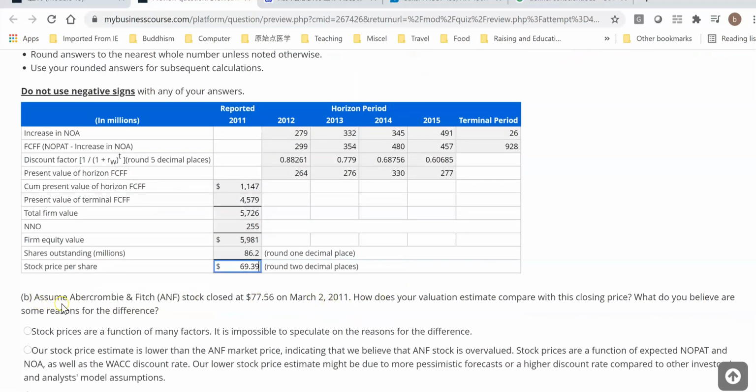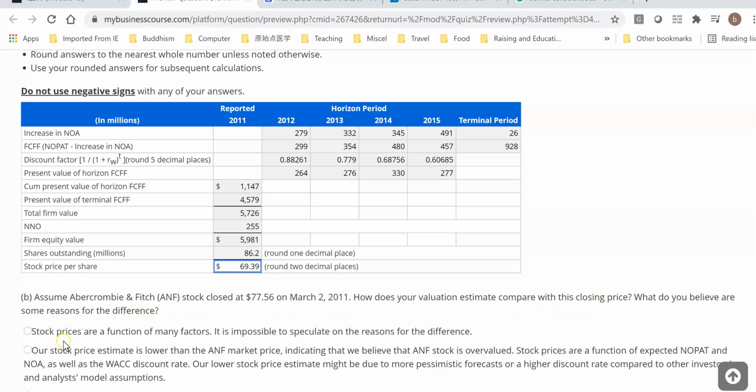So part B, assume that this firm's stock closed at 77.56. So you can see that our estimate of the intrinsic value per share is actually lower than this. So that means we believe the stock is overvalued, right? How does your valuation estimate compare with this closing price? What do you believe are some reasons for the difference?